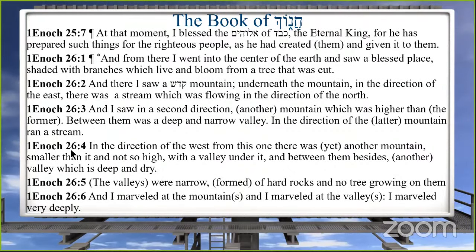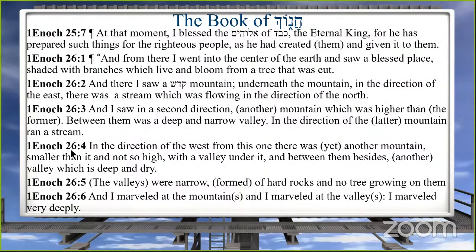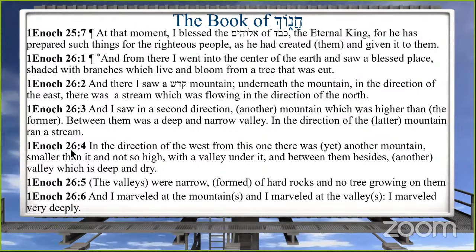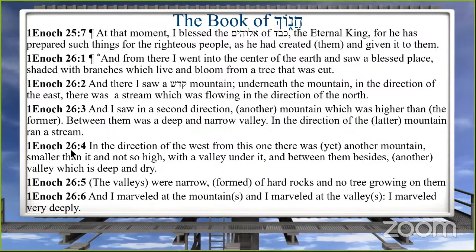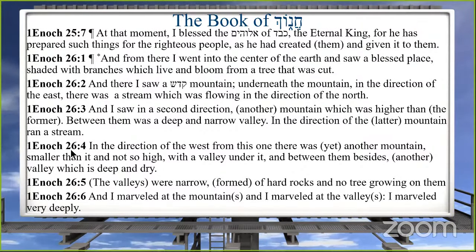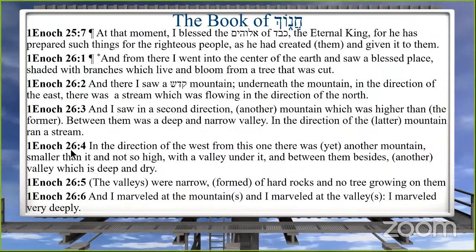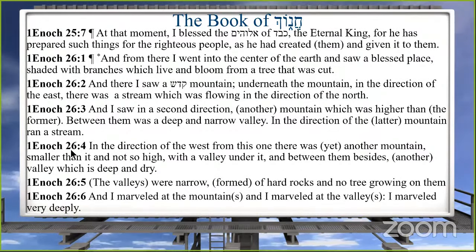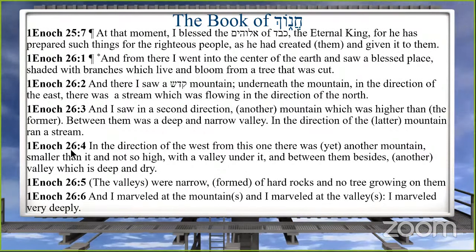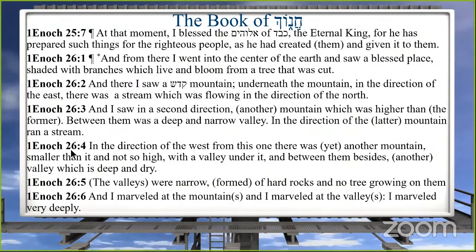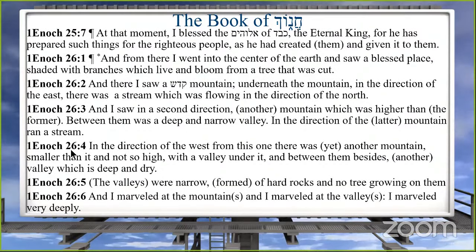26:1 says, and from there I went into the center of the earth, and I saw a blessed place, shaded with branches which live and bloom from a tree that was cut. And there I saw a Chodesh mountain. Underneath the mountain, in the direction of the east, there was a stream which was flowing in the direction of the north. And I saw in a second direction another mountain, which was higher than the former. Between them was a deep and narrow valley.